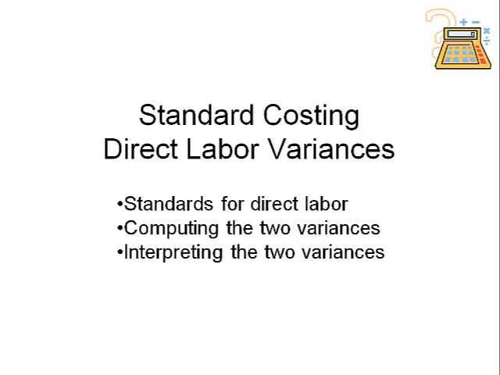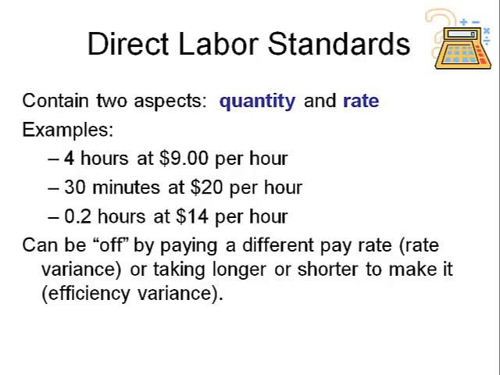We're going to go over standard costing direct labor variances. If you haven't already reviewed the direct material variance video, please go do that first because we're going to build on that here. Direct labor standards, just like direct material standards, have a quantity and a rate. So the standard to make a unit, a finished good unit, might take 4 hours of time at $9 an hour, or 30 minutes of time at $20 an hour, or 0.2 hours at $14 an hour. It'll be specified how long should it take and at what rate should we pay the labor.